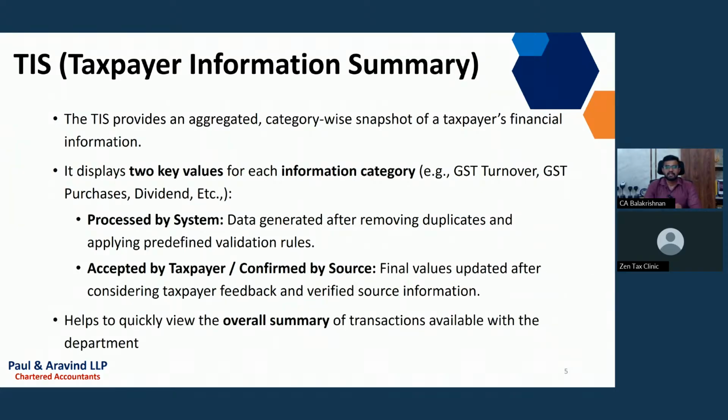The TIS helps to quickly overview the summary of all transactions that are available with the department. Say for example, GST turnover and purchases, dividend, interest income, cash deposits, cash withdrawals, all are available with the department. So if this information is available, then we need to check with our books of accounts whether we have recorded the same transactions, all the transactions, in our books or not.